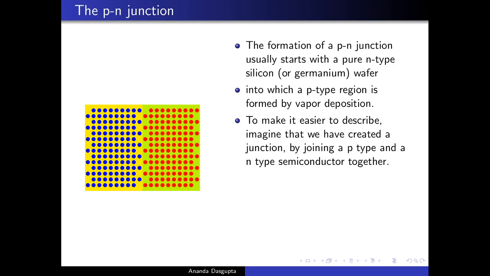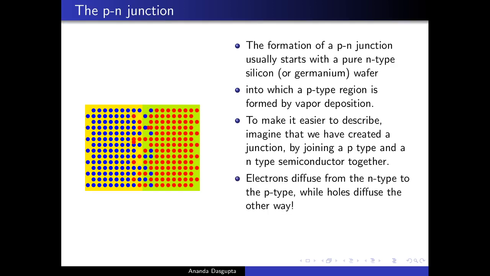So what will happen? Well, what will happen is what happens when you, say, put a drop of ink in a glass of water. You have a high concentration of ink in one region, and less ink in the rest. So what will the ink do? Because of random molecular motion, you will have diffusion. So electrons will diffuse from the N type to the P type, while holes will diffuse in the other direction. So you will have some blue dots, the electrons, crossing over to the P side, some red dots, the holes, crossing over to the N side.